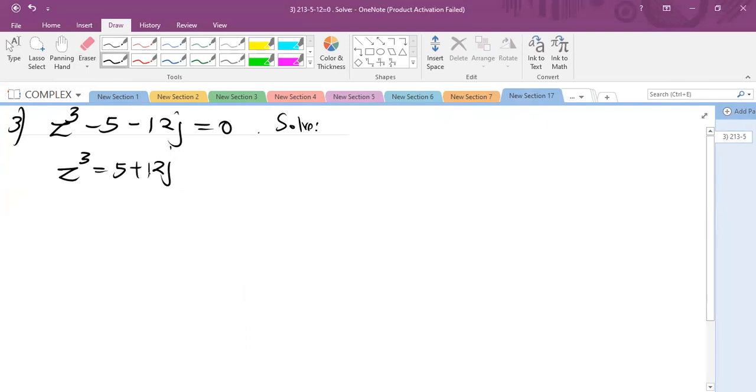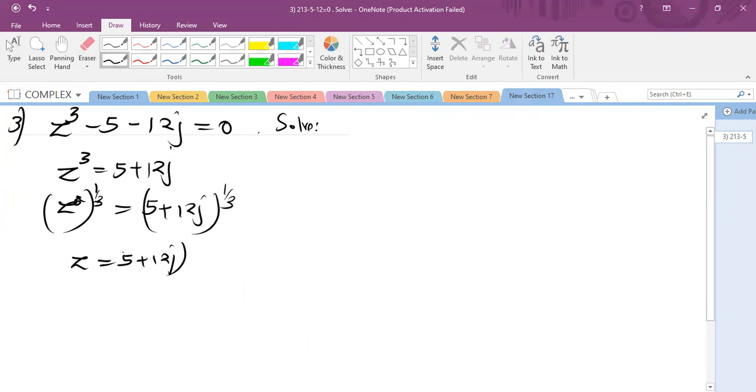Okay, so after writing it like that, clearly you can see that this is a complex number. So, in order for us to get the value of z cubed, we will have to raise it to power a third. Similarly, we do the same for this side, 5 plus 12j to power a third. So we will have this and this will go so that z is equal to 5 plus 12j raised to power a third. Now raising to power, we have to convert this to polar form. So we will convert this to polar form first of all. After converting to polar form, then we can be able to find the cube root.